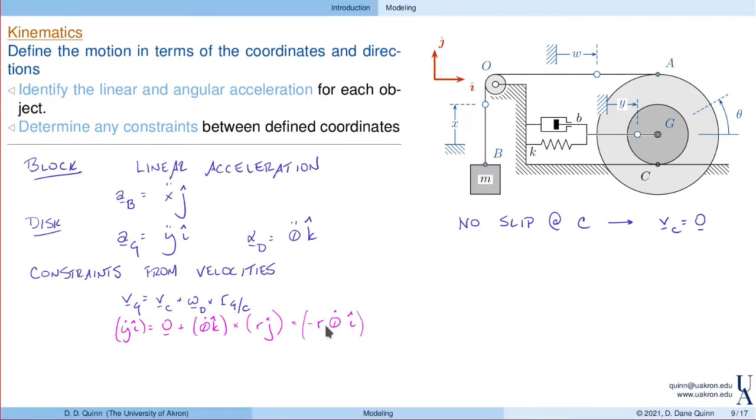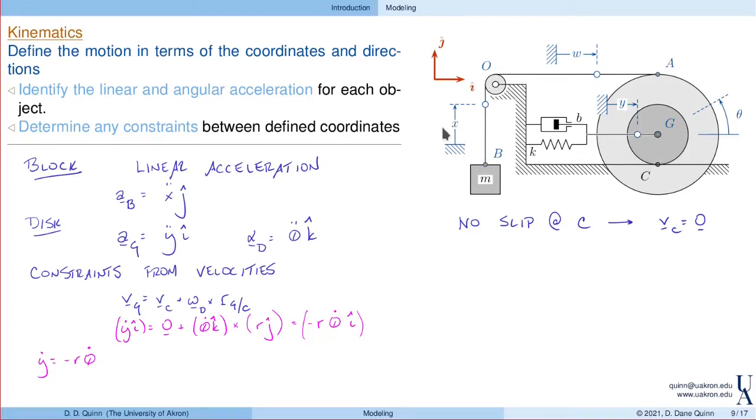So comparing the left and the right side, we see that y dot is equal to minus r theta dot. Okay, so now let's go and develop our second constraint equation.